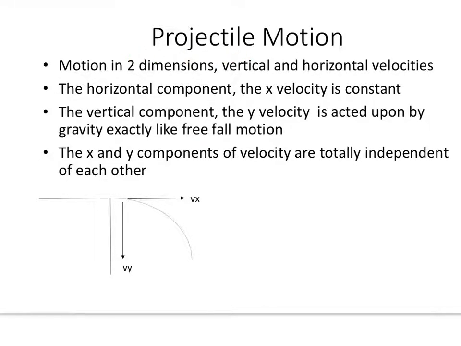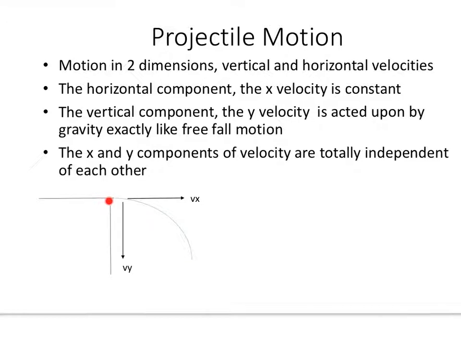Projectile motion is motion in two dimensions. There is a vertical and a horizontal velocity component. So if we look down here, we can see this might be a little ball rolling off along a table and then off the edge, and it follows this kind of a path.